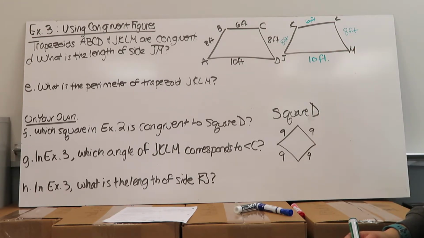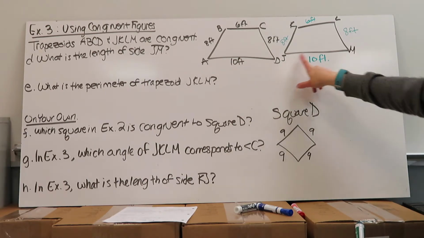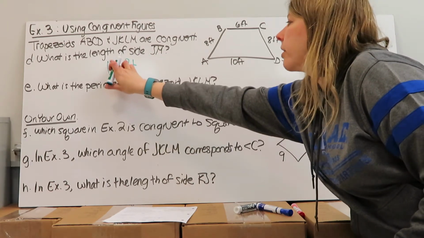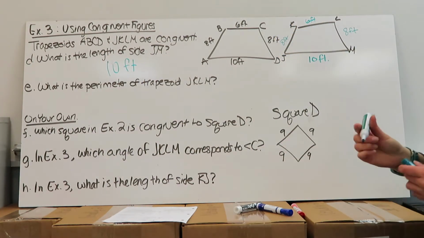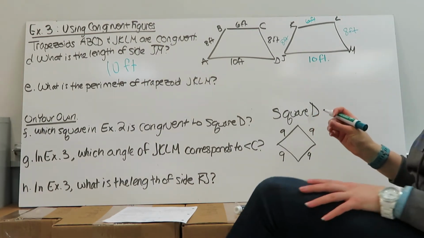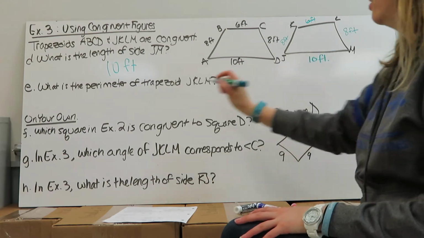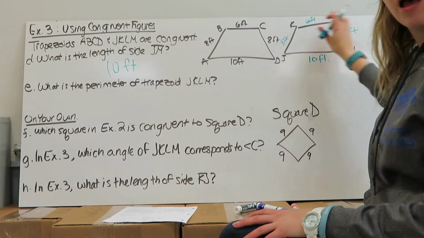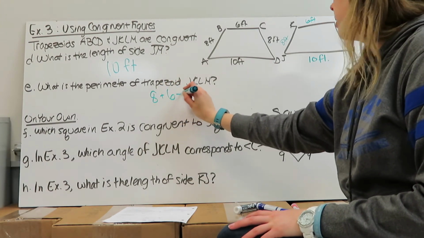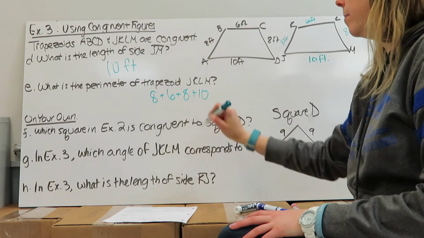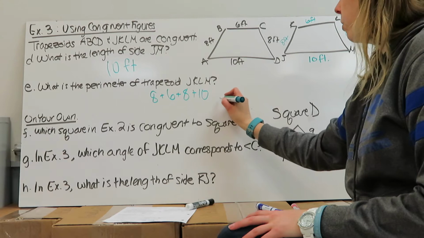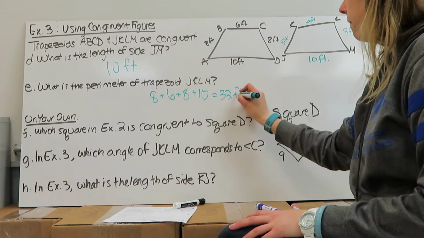So what is the side length of JM? Well, JM is going to be 10 feet. Well, that looks a little like a 16. So that's 10 feet. What is the perimeter of the trapezoid JKLM? Well, I've already labeled all of these. So perimeter is adding up the outside of the trapezoid. So here we have 8 plus 6 plus 8 plus 10. 8 plus 8 is 16 plus 10 is 26 plus 6 gives me a total of 32 feet.